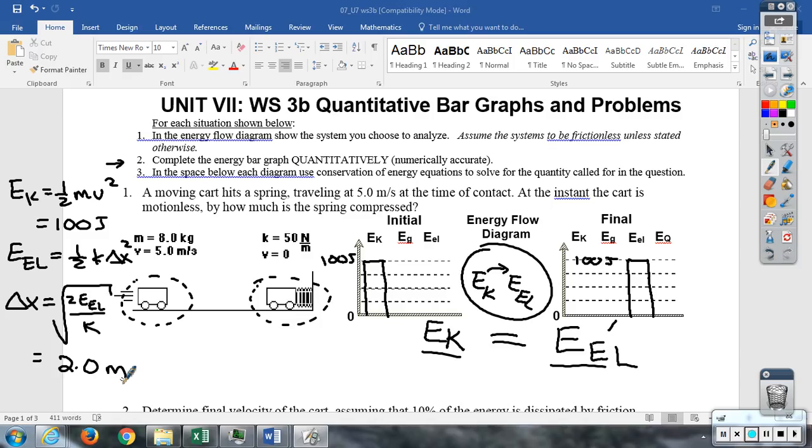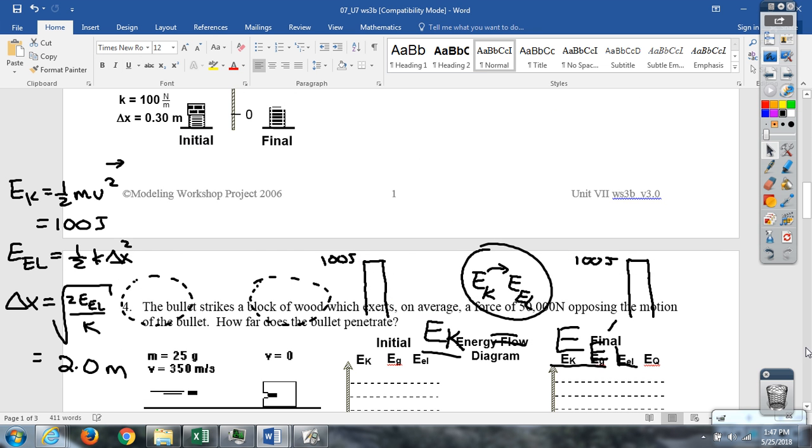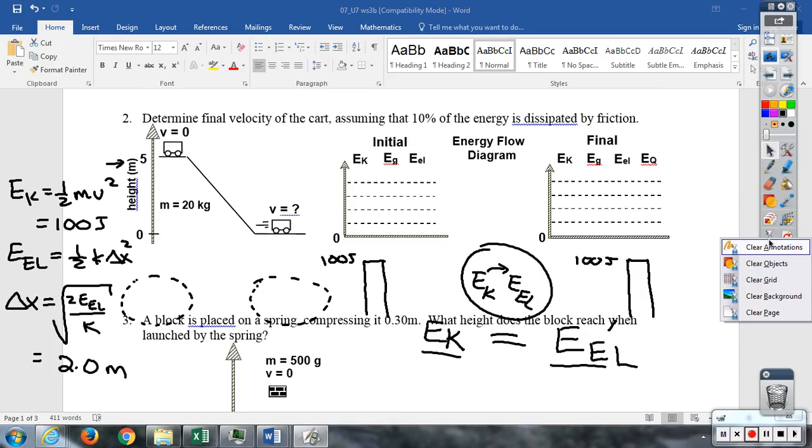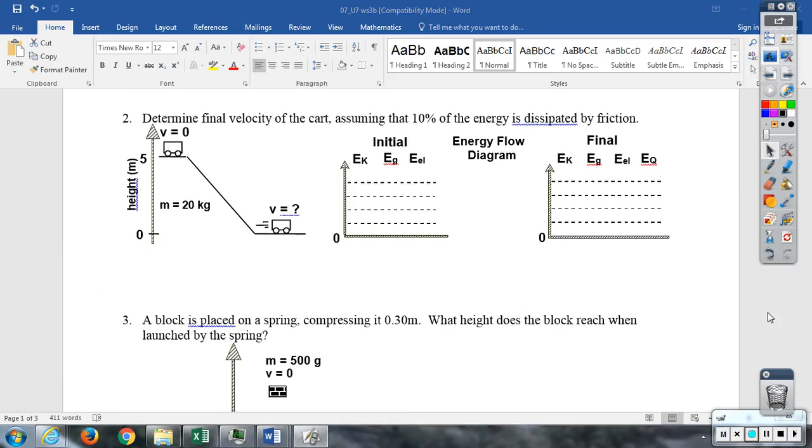The next problem, number 2. We want to determine the final velocity of the cart assuming that 10% of the energy is dissipated by friction. Alright, so here we are definitely going to worry about friction.